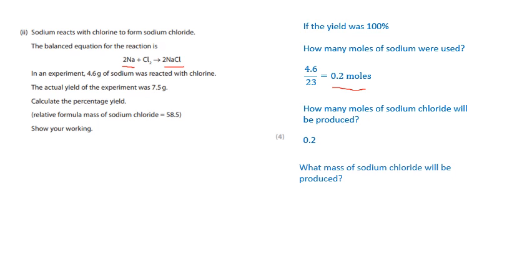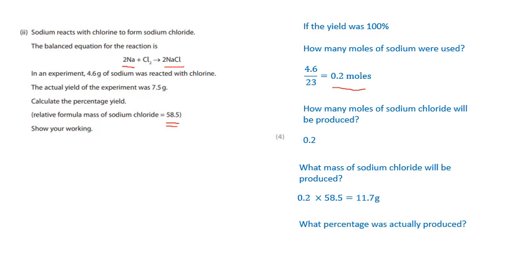So what mass of sodium chloride will be produced? Well, they've very kindly given us that a mole of sodium chloride is 58.5. We could have worked that out, but thank you very much. So 0.2 times 58.5 is 11.7 grams. So theoretically, we should get 11.7 grams of sodium chloride.